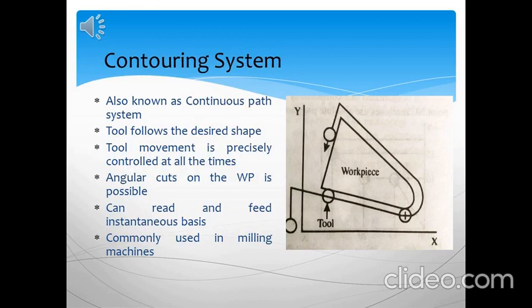Contouring systems. It is also known as continuous path systems. The tool follows the desired shape since the commands are more descriptive than for the point-to-point systems. The movement of the tool is precisely controlled at all times in all planes. We can make angular cuts on the workpiece. It can read and feed on an instantaneous basis, commonly used in milling machines.